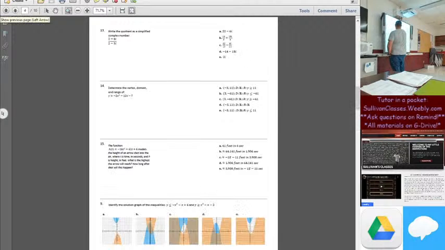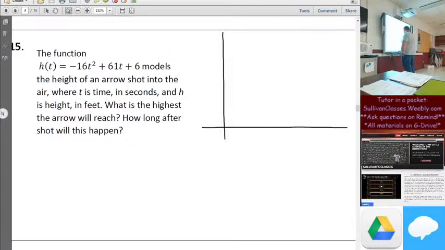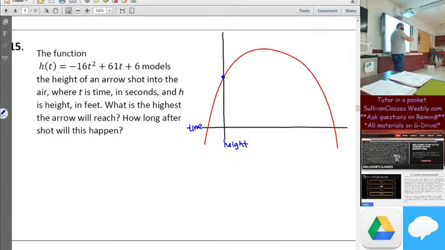Or wait, we still got you. Vertical motion model. Typically, it's going to be time and height. It might be horizontal distance and vertical distance, but this specifically is called the vertical motion model. It's on a holy sheet. We ran across a couple of these.